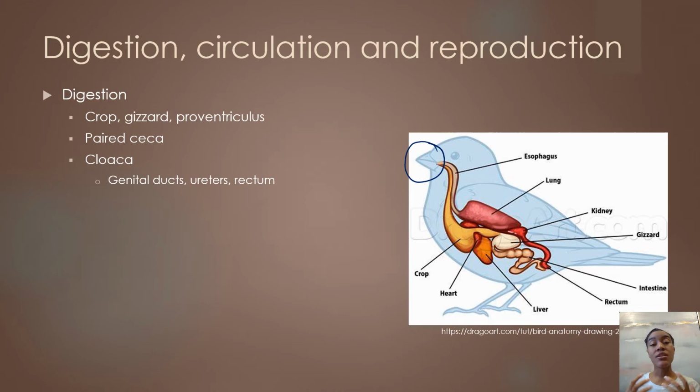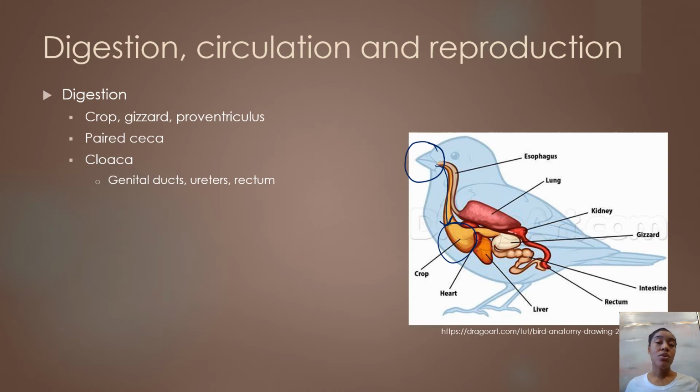Because modern-day birds lack teeth, they must ingest large pieces of food or ingest their food whole. This can be problematic if they don't have a way of breaking those large food pieces down into smaller pieces. But they do, and we'll talk about that in a second. So the food then moves from the mouth down the esophagus to a structure called the crop. And the crop is like the holding tank for the food. The food will stay in the crop until it's ready to be moved through the rest of the digestive tract.